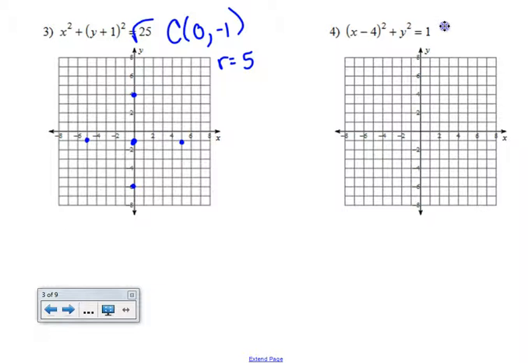So for number 4, the center should be at positive 4, comma 0. And then the square root of 1 is the only strange number in the world where he is his own square root. So his radius is still a value of 1. His center's at 4, 0 with a radius of up 1, right 1, down 1, left 1.